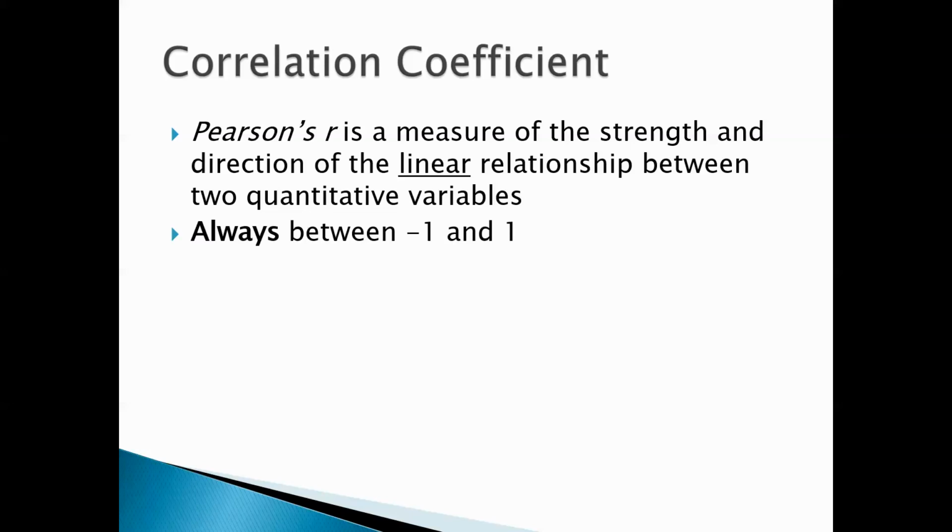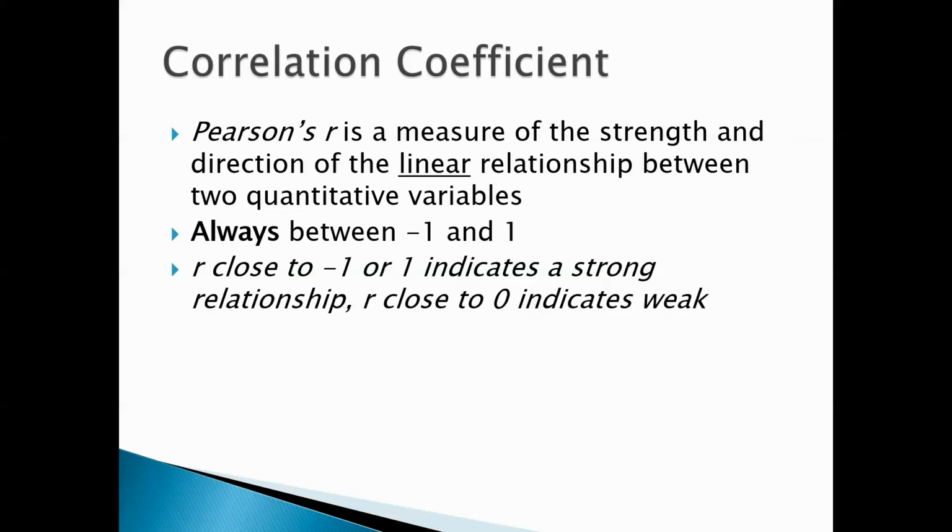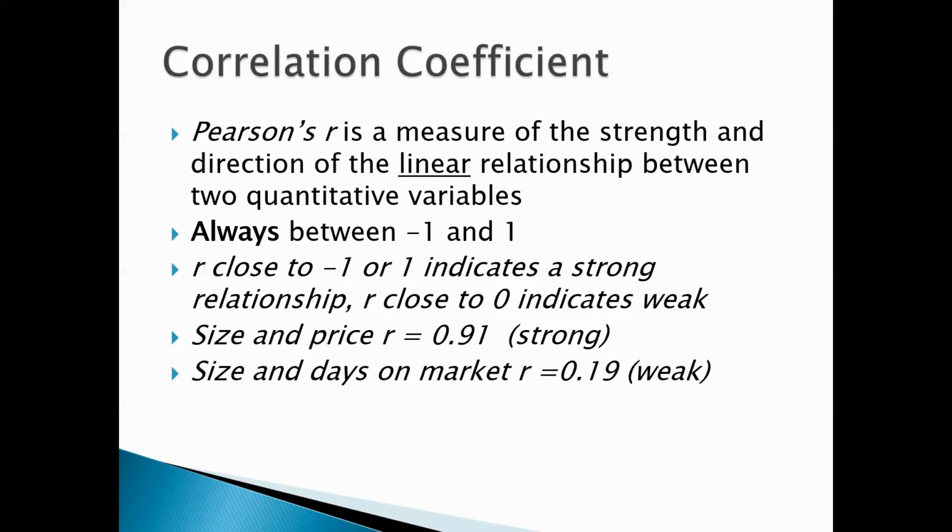So the correlation coefficient is always a number between -1 and 1. It's mathematically forced to be between -1 and 1. If it's close to -1 or close to 1, that means a strong relationship. Close to 0 means it's a weak relationship. There's almost no relationship. And we'll see examples of all of this. So, for example, the size and price was a very strong relationship in our picture, and the correlation coefficient turns out to be 0.91. The size and the days on the market was a very weak relationship. It turns out to be a correlation coefficient of 0.19.